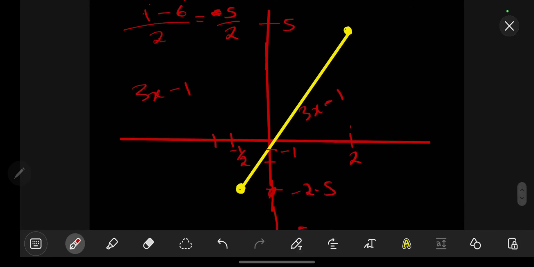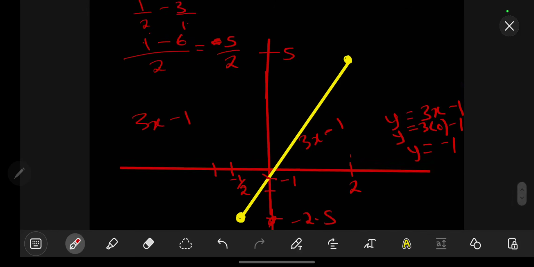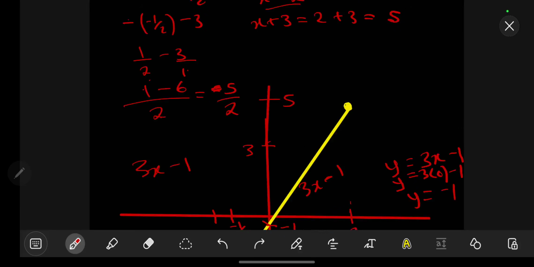To find where it passes, you can use this equation. y should be equal to 3x minus 1. At this point where it passes the y-axis, x is equal to 0. So y should be equal to 3 times 0 minus 1, which is y equal to negative 1. That's how I was able to tell that the graph will pass at negative 1 like that.